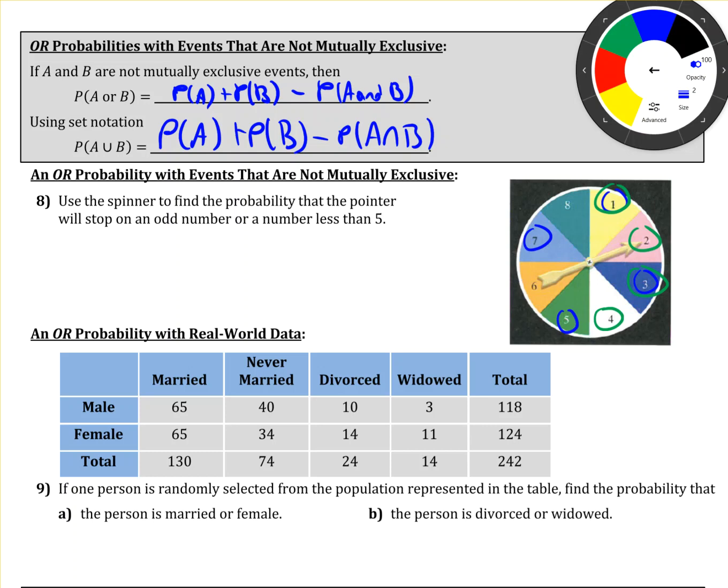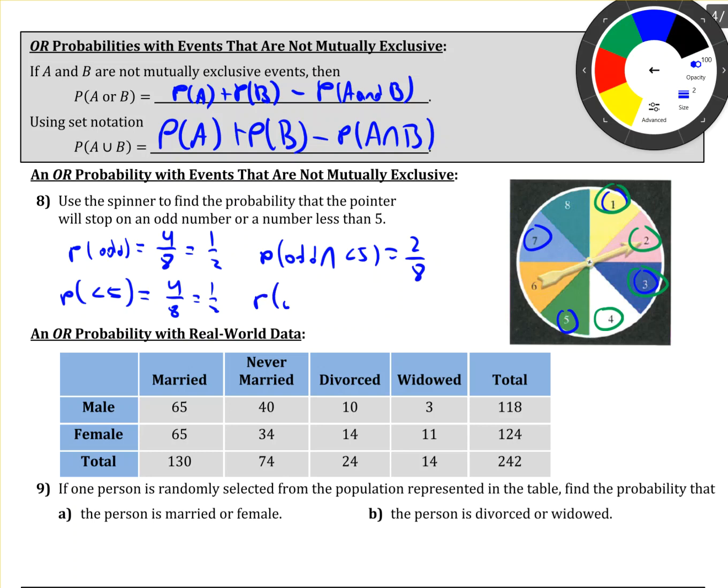But I could look at this and say the probability of odd is equal to 4 out of 8, so 1/2. The probability of less than 5 is equal to 4 out of 8, so 1/2. The probability of odd and less than 5, basically how many numbers are odd and less than 5? That's 1 and 3, so that's 2 out of 8.